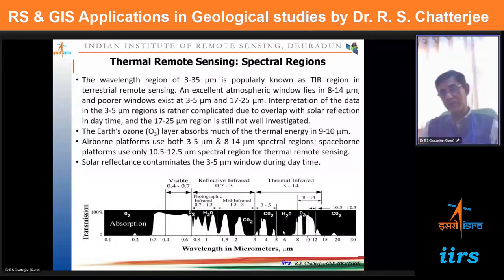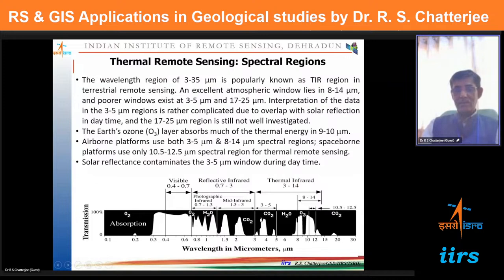It does not allow radiation to pass because of certain atmospheric gases like H2O water vapor, carbon dioxide, and sometimes oxygen. But in this 8 to 14 micrometer range, at 9 to 10 there is the ozone layer, and the ozone layer absorbs thermal radiation. That is why in spaceborne thermal sensing we use the range from 8 to 9, and again from 10 to 14 micrometer. In between 9 to 10 there is the ozone absorption band. But there are two other atmospheric windows: 3 to 5 micrometer, and another around 17 to 25 micrometer.